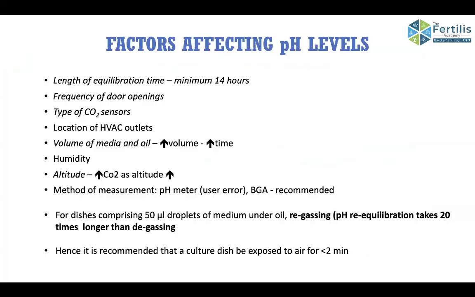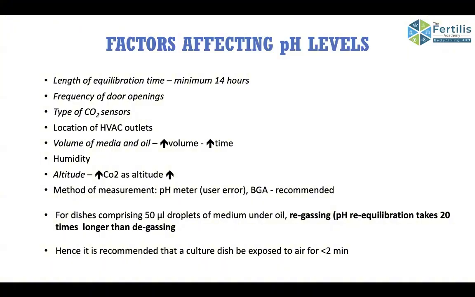Minimize openings in incubators. Use IR sensors compared to TC sensors. The location of HVAC or the air handling unit outlets is very important. There should be no temperature fluctuations. No cold air should be falling on the incubators. The volume of media and oil is important. As I told you, the more media, the more time to equilibrate. Less media, it equilibrates faster.